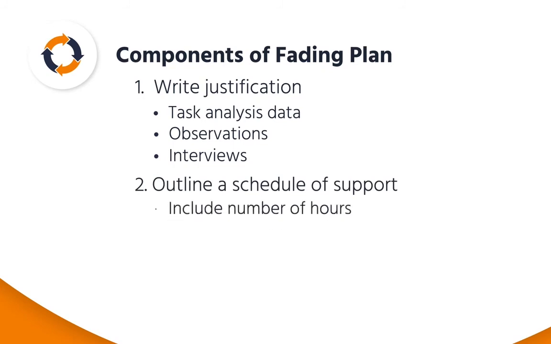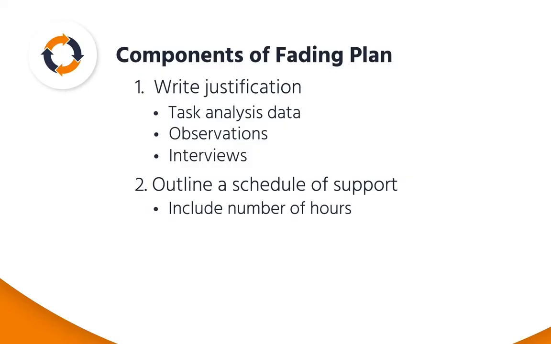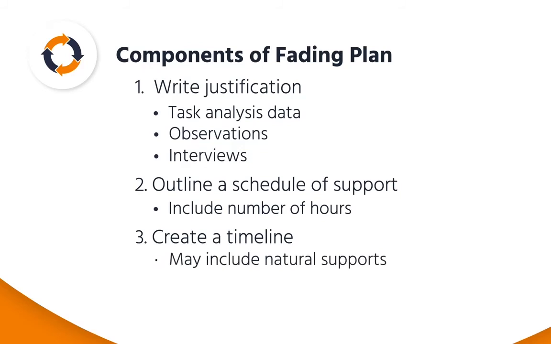This schedule includes the number of hours you will be on site. It's important to outline the specific times you need to be on site. For example, your data may tell you that you need to be on site to provide support for an hour at the beginning of every shift and the last hour of the shift. After outlining a fading schedule, create a timeline for the upcoming weeks and months. This portion of the plan may also include the natural supports or strategies that will be utilized to achieve fading.